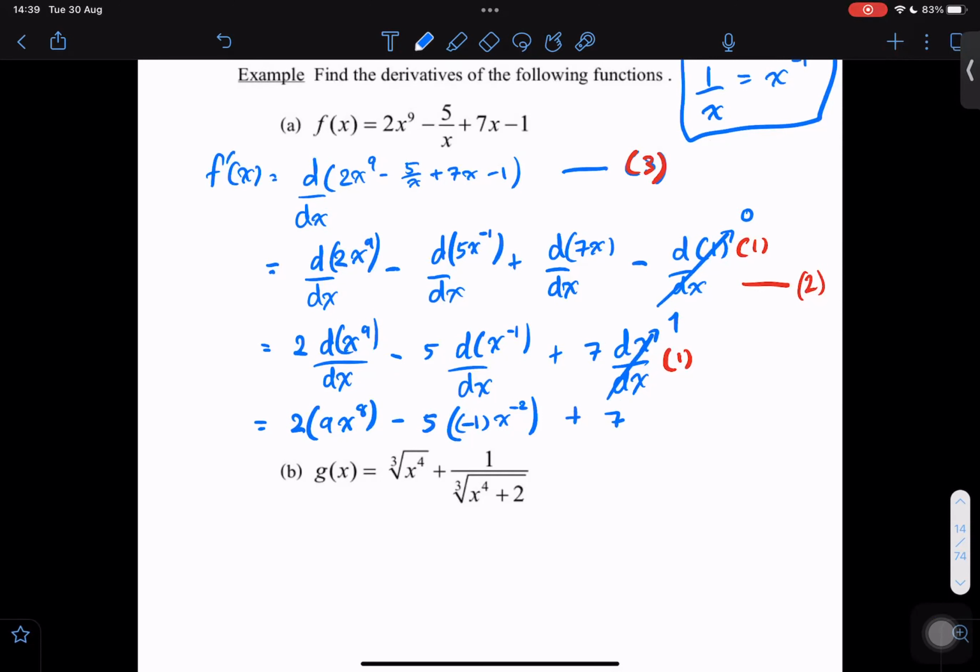The d by dx has already vanished, so you can answer it like this, or you can simplify it. It becomes 18x to the 8 plus 5x to the minus 2 plus 7. So this is the answer.